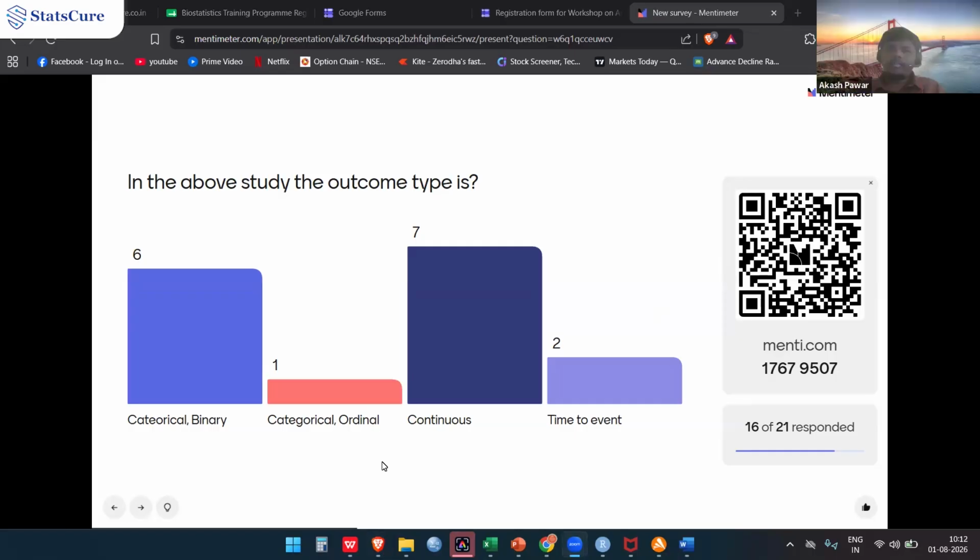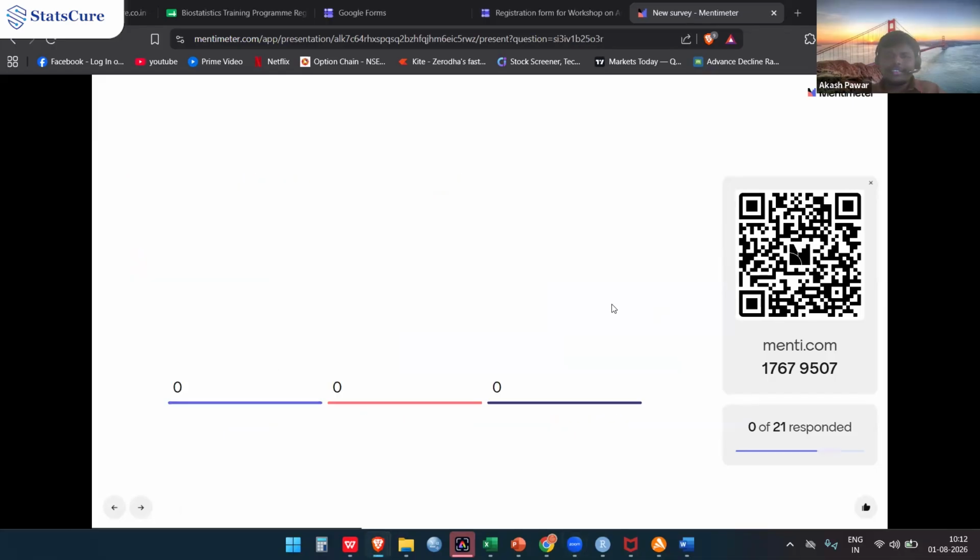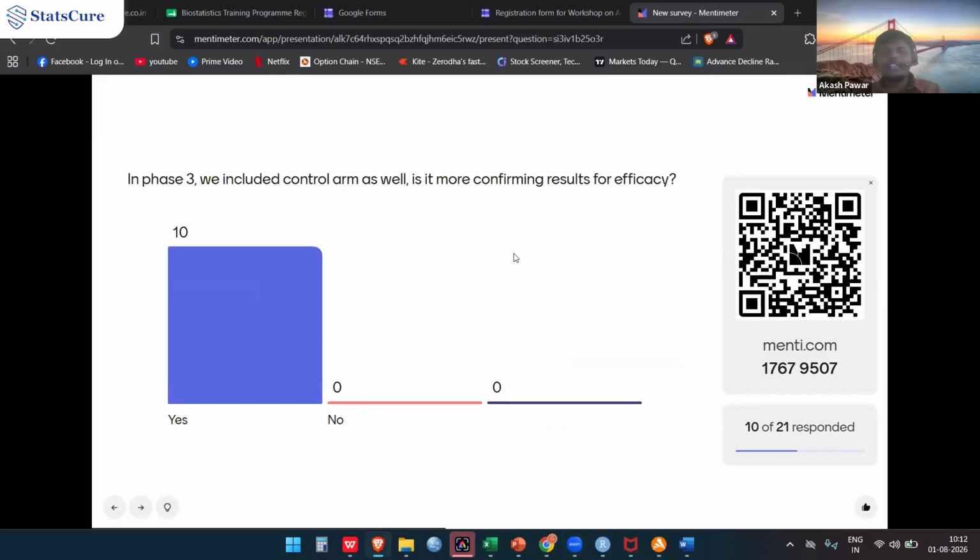Yes. Yeah. So let's go to another question. Let's finish it early so we can start. So in phase 3, we included a control arm as well now. That was the phase 2 study. We included a control arm and we did the phase 3 study. Is it now more confirming results for efficacy?